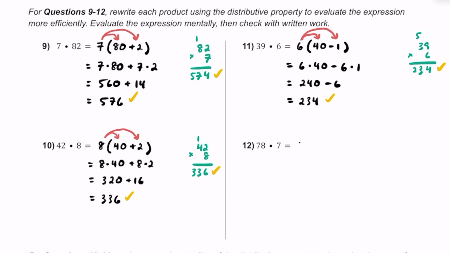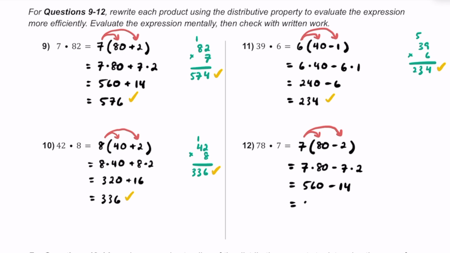For number 12, let's take the single digit of 7 here. 78 is really close to 80, right? So I'm going to say this is 80 minus 2. That's going to be our difference here. And then let's go ahead and evaluate this using the distributive property and see if we can do this without writing any standard algorithm. 7 times 80, there's 7 of these 80s, and then there's 7 of these negative 2s, or minus 7 times 2. So we have 560 minus 14. So 560 minus 14 is going to be 546, I believe.